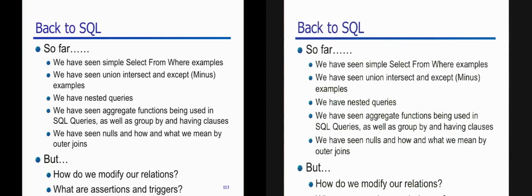But everything we've seen so far is all about getting a query about something which is already in your database. But what if you want to modify some of the relations? What if you want to update someone's grade? What if you want to add a new student? What if you want to delete some students? So first of all, we'll look at some of those, and then we'll have a look at assertions and triggers and how we can use those in our databases today.